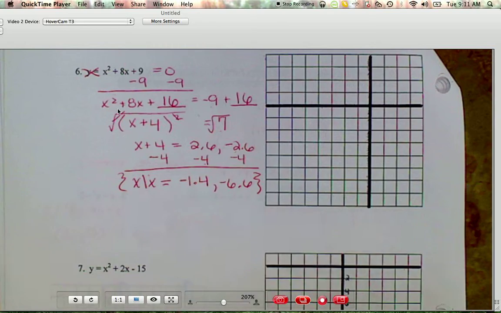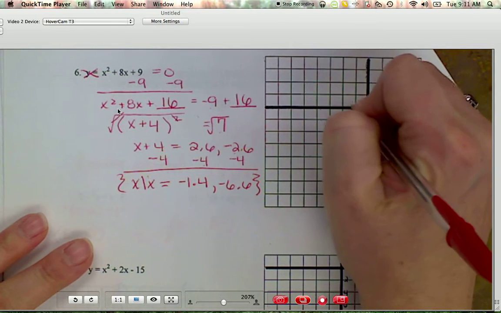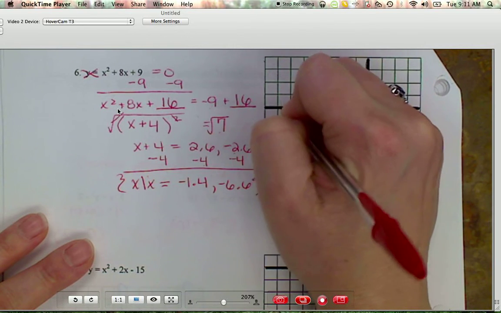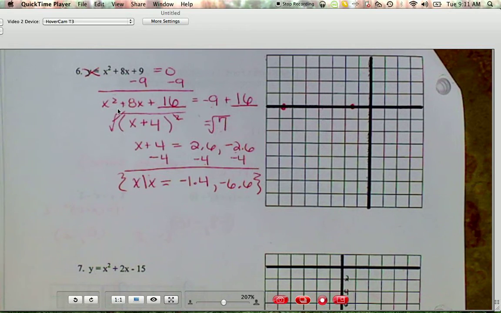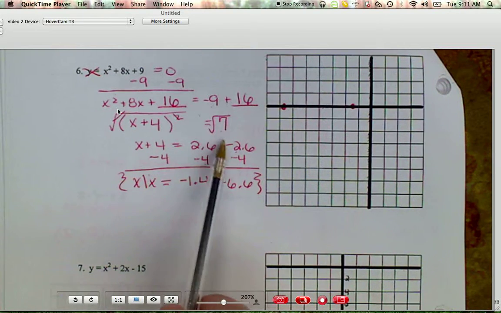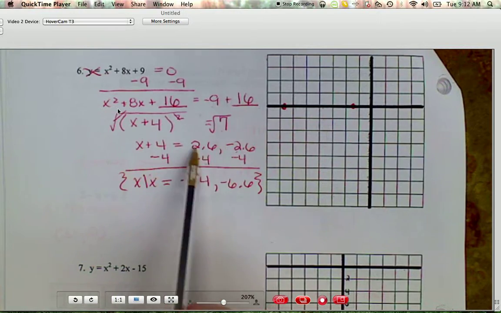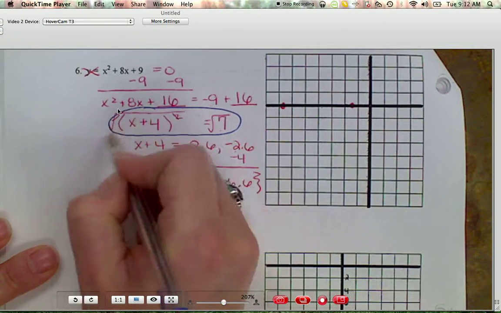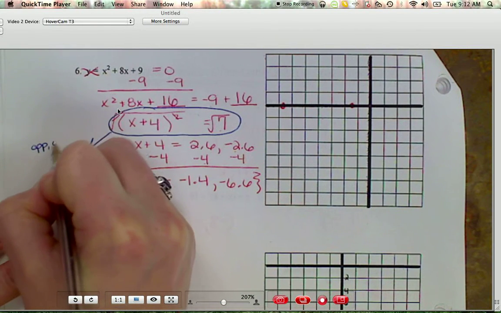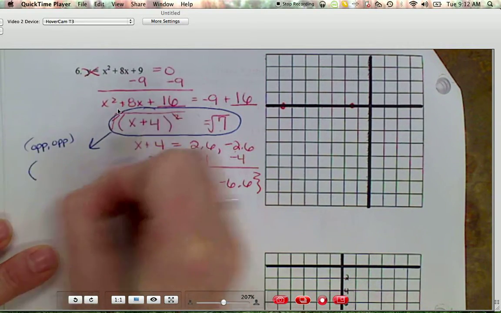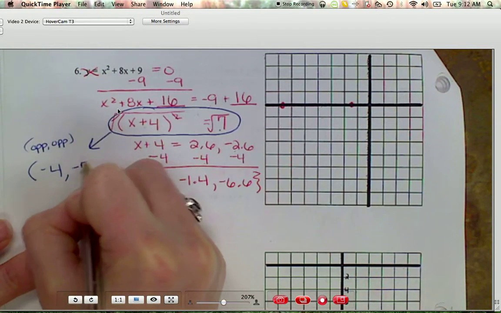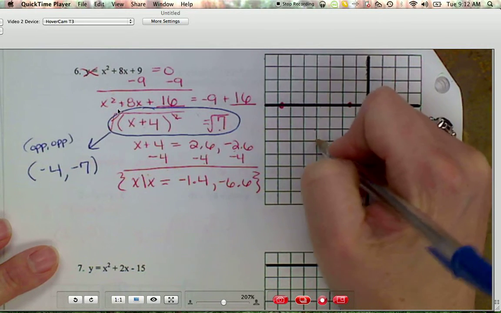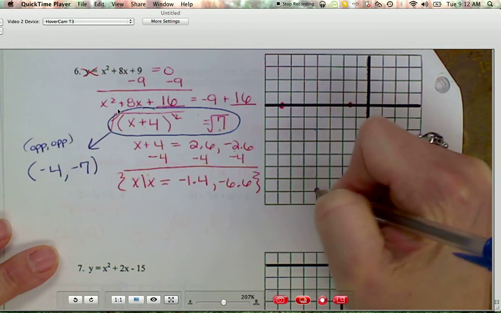So you just have to estimate on the x-axis where those will be. Negative 1.4 is about there. 1, 2, 3, 4, 5, 6.6, about there. And those will be your x-intercepts. So it doesn't make it much more difficult, except you might have to get your calculator out to do that step right there. We're going to extract the vertex from this step here, doing opposite, opposite. So the opposite of this is negative 4. The opposite of this is negative 7. So we go 1, 2, 3, 4, 1, 2, 3, 4, 5, 6, 7.